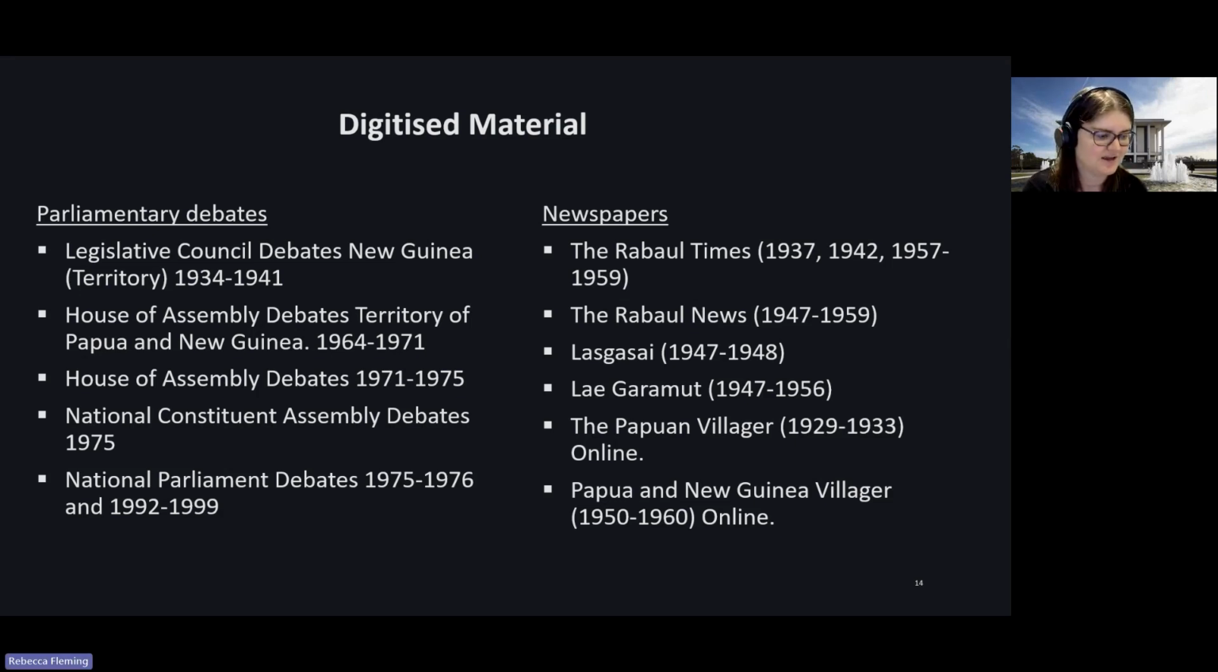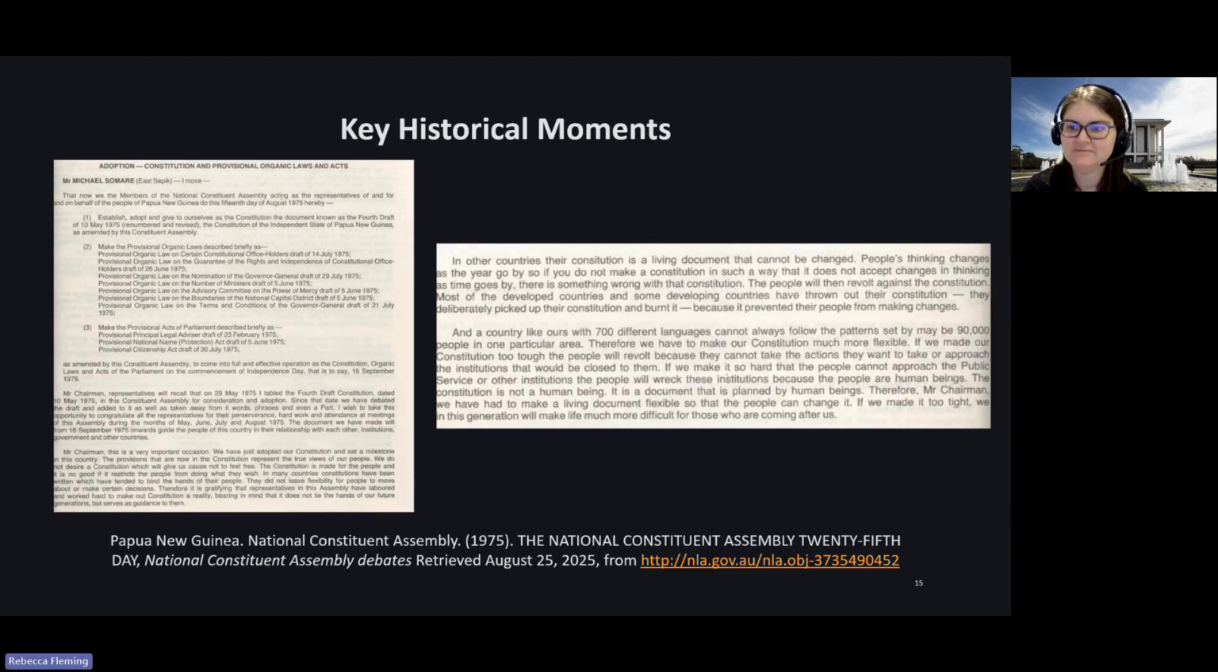So let's start with some key moments. I'm going to start with the parliamentary debates, of course, which are an important record of day-to-day decisions made in Parliament and the debates around those decisions. Some of the discussions are routine parliamentary business, but there are, of course, key historic moments also reflected in the debates. And one moment relating to independence is the adoption of the Constitution, which you can see on that slide.